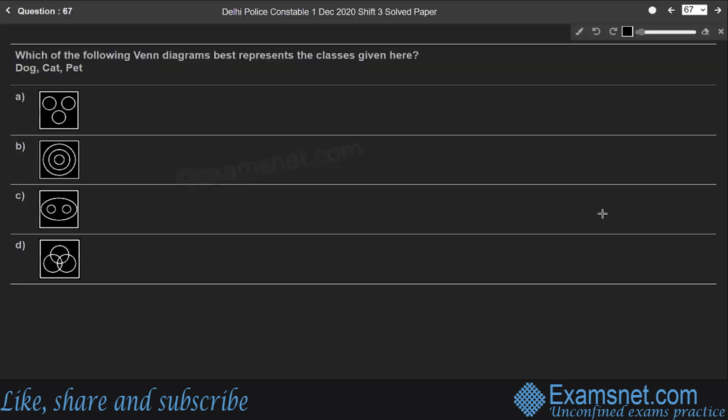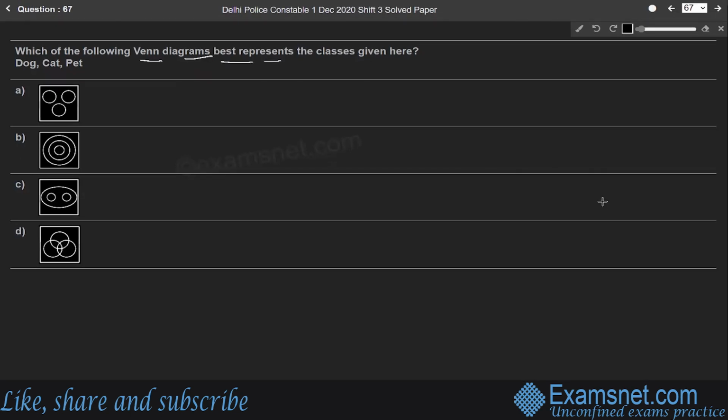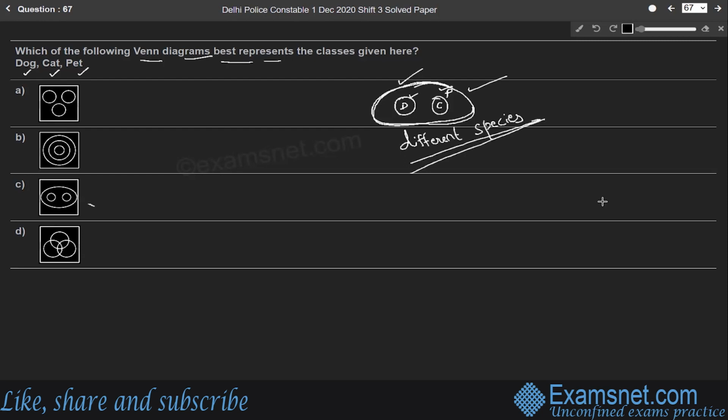Question 67. Which of the following Venn diagrams best represents the classes given here? Dog, cat, and pet. There is a set of pet animals, P, in which dogs and cats are included. This figure represents a set of pet animals in which dogs and cats are included, but they are different species. Both are included in the set of pet animals, but they are different species. Therefore, option C is the right answer.